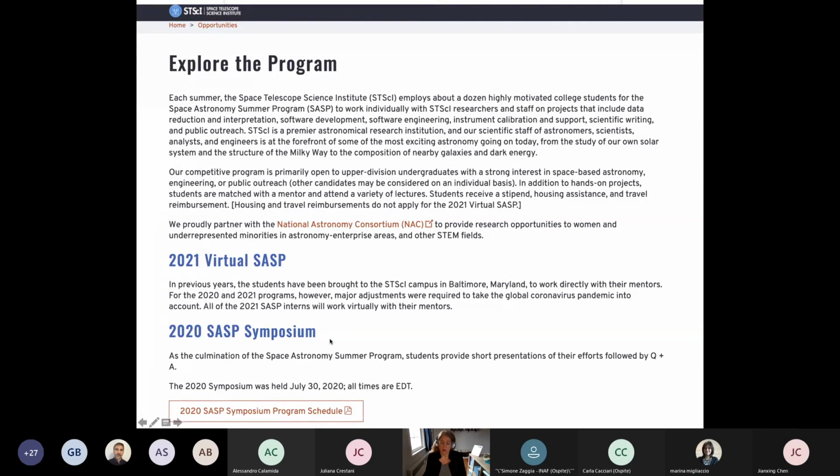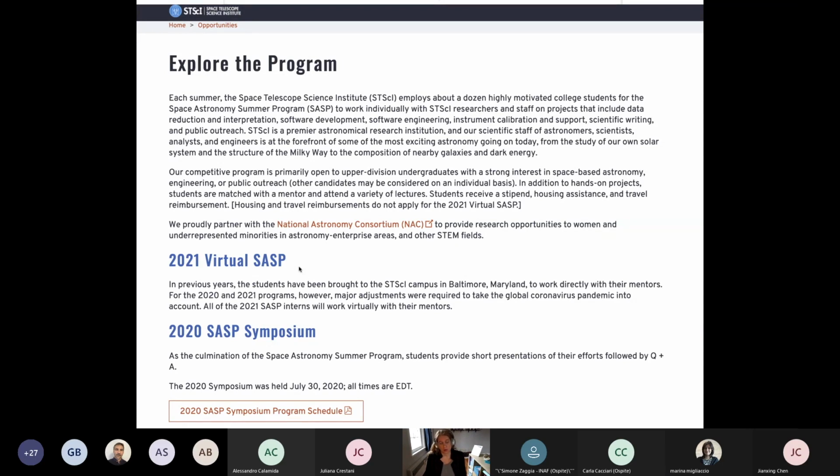In 2020, it was all online, virtual, but it was very successful. You can find information and results presented by the different students. And in 2021, unfortunately, this summer will be virtual again, but I think it's worth the experience. You will work on a research project in collaboration with us at Space Telescope.